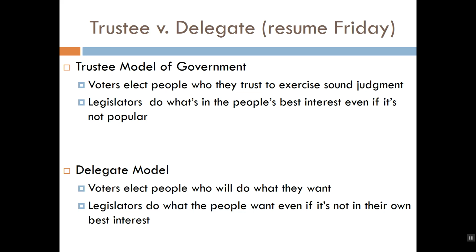So the bottom line here is that in reality, politicians walk a tightrope. They have to balance acting as a delegate, giving us what we want, and acting as a trustee, giving us what we need. And that's usually the reality of our government.